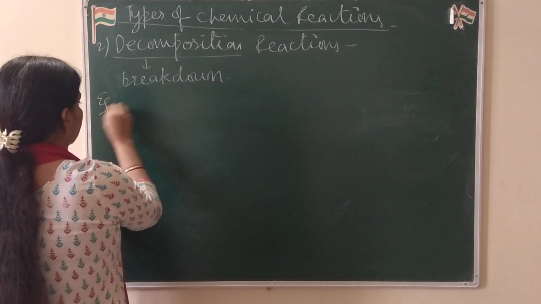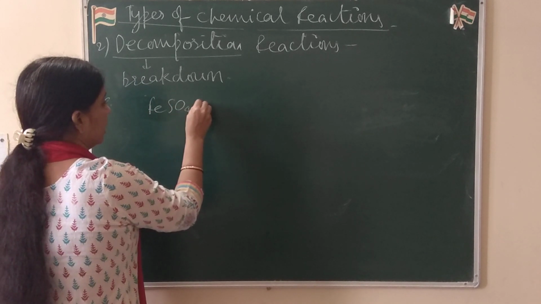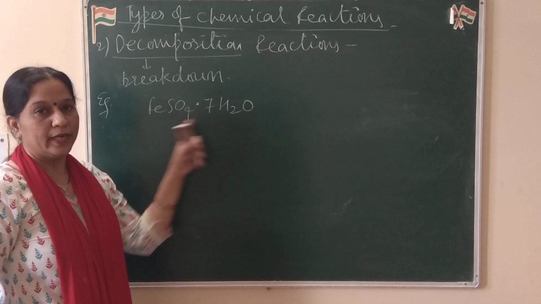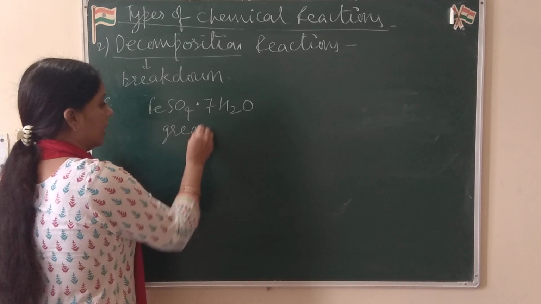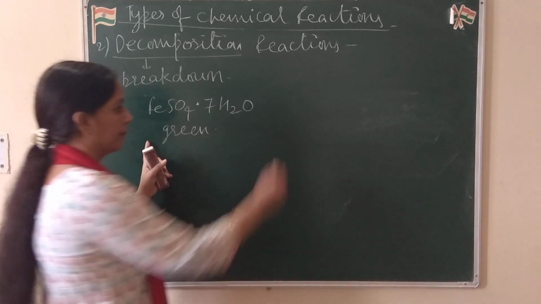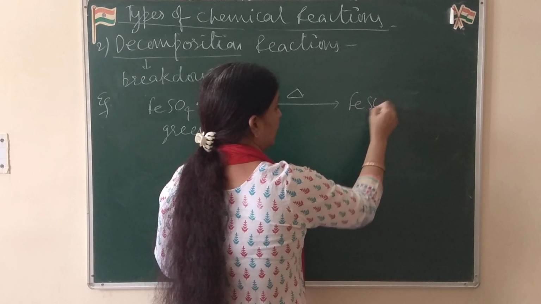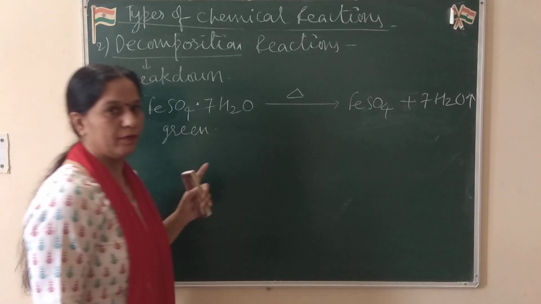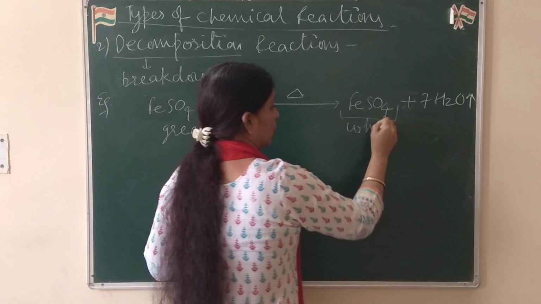For example, ferrous sulfate crystals, FeSO4.7H2O. It is the formula of ferrous sulfate crystals. These crystals are green in color. When these crystals are taken in a test tube and directly heated on burner, this direct heating will produce FeSO4 and water will evaporate. On heating, water will evaporate and this substance turns into white.